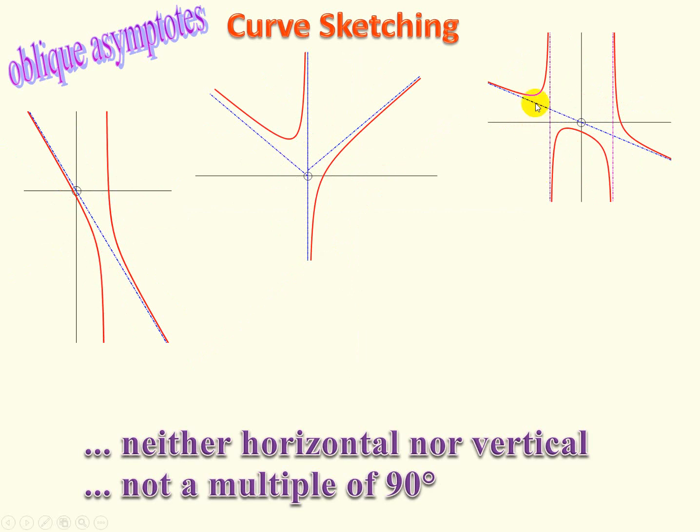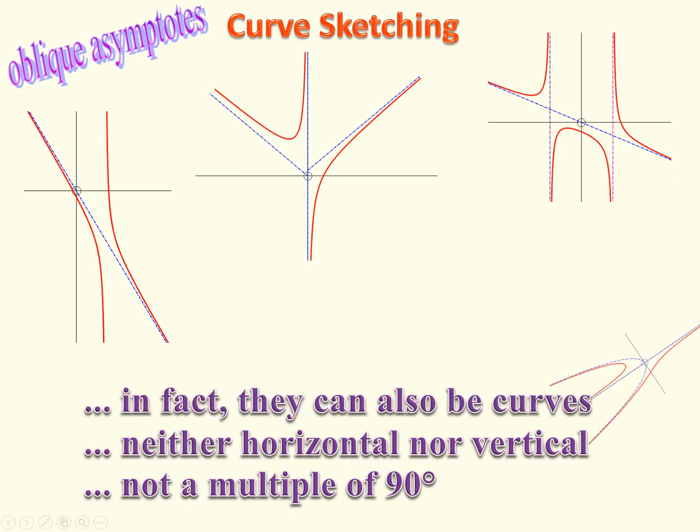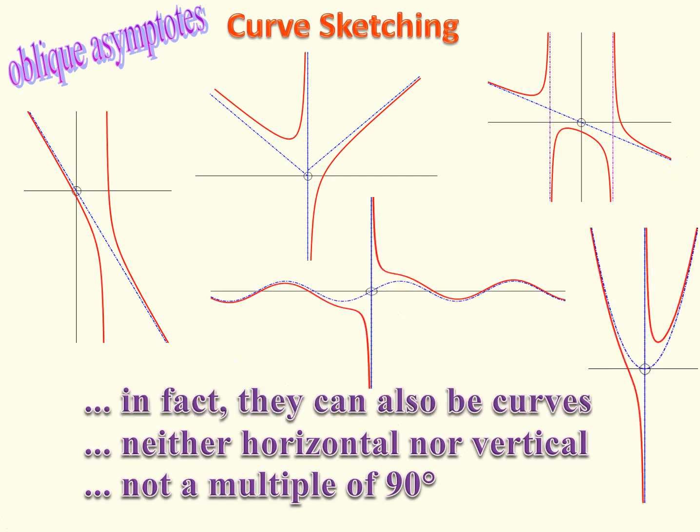If you have a look here, you have that asymptote there, you have these asymptotes here, you have a turning point here. So a variety of graphs around the place. And in fact, they can also be curves, but it's not in this syllabus. But when you're doing tertiary maths, you could in fact even have curves.